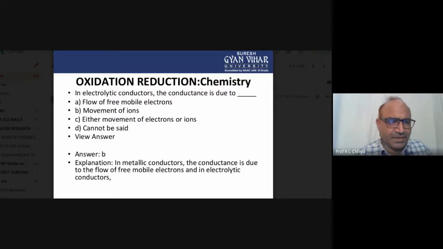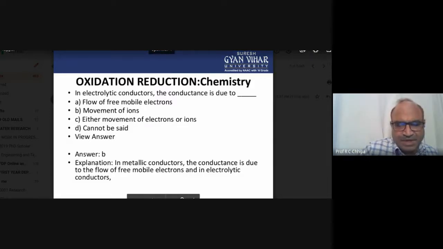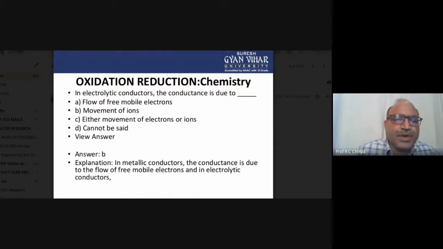So the correct one is B. Explanation: in a metallic conductor, they exhibit the conductance. The best conductor, I think, is aluminium. So now oxidation in aluminium, oxidation in copper. So in a metallic conductor, the conductance is due to the flow of mobile electrons, and in an electrolytic conductor it is due to ions.